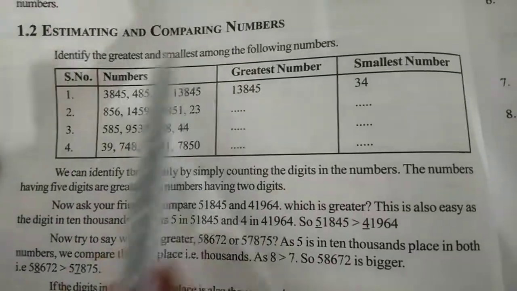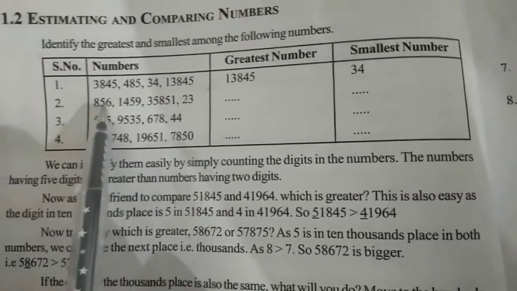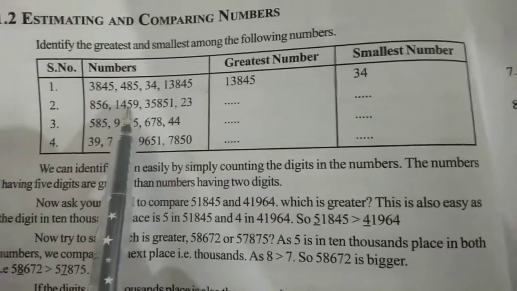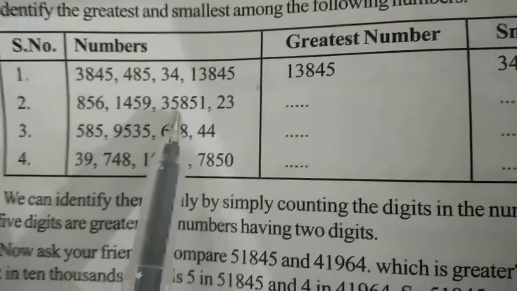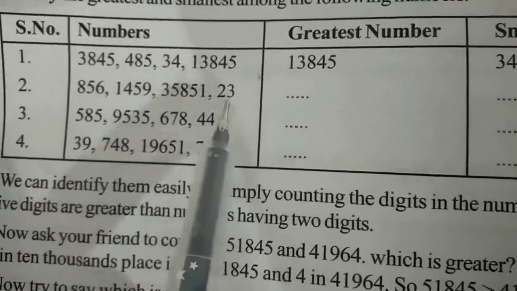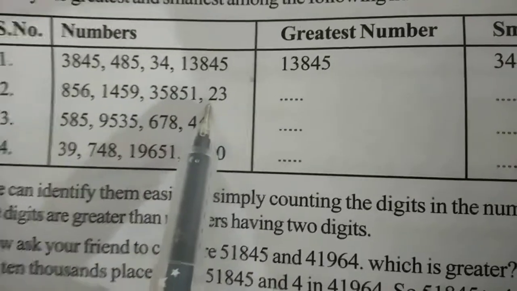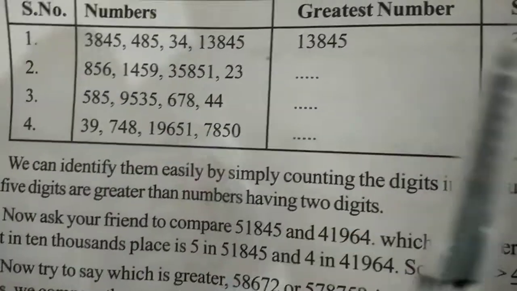You do your work. Now, come on, look at this number. It has 3 digits, 856. This number has 4 digits, 1459. This number has 5 digits, 35,851. This number has 2 digits, this is 23. Now you can identify easily which is the greatest and which is the smallest.